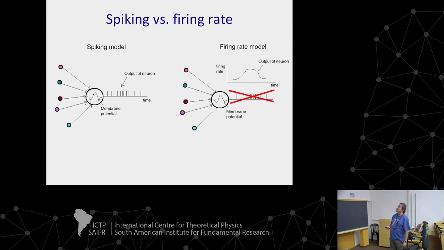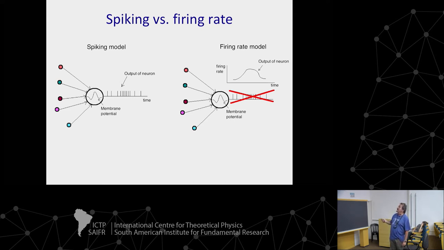So let's move now to spiking versus firing rate models. A spiking model is the one we are used to. A neuron receives inputs from other neurons. They affect the membrane potential, and whenever the membrane potential crosses threshold, the neuron spikes, generating a spike train. So this is the output of neurons, a series of spikes called a spike train.